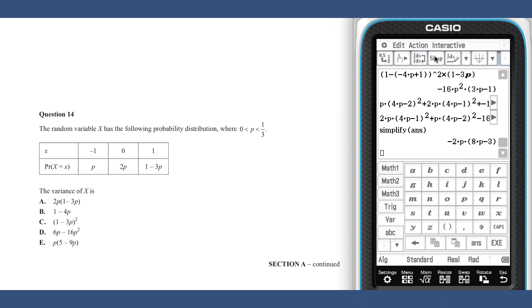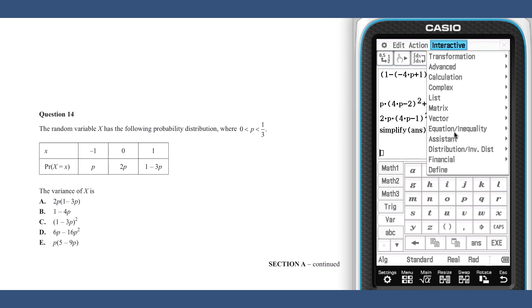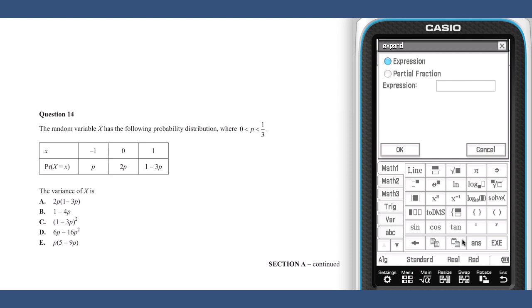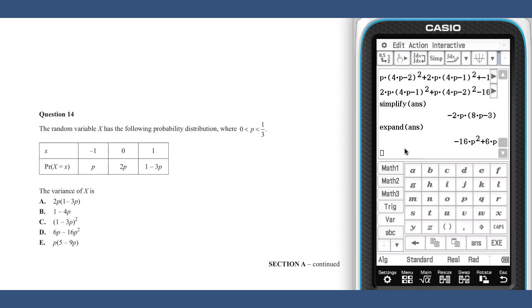Looking at our options for the variance, none of these appear to match our answer, although option D is looking suspicious. If we expand our expression, we can indeed see that the answer is D. If you happen to have a spreadsheet on your class pad that calculates the mean and variance for discrete probability distributions, it would be extremely useful in a question such as this.